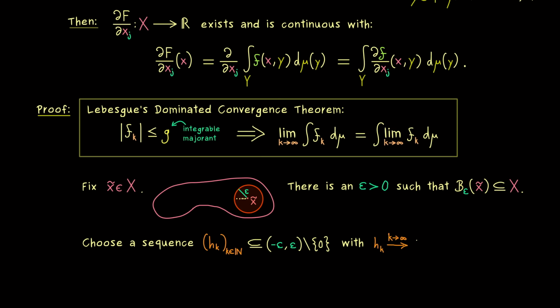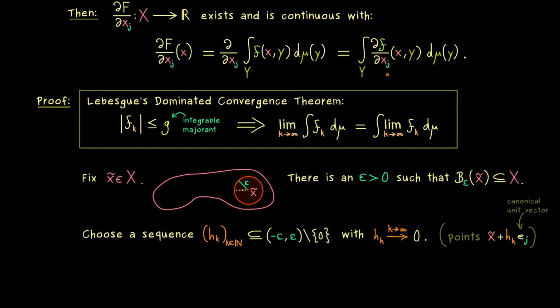So the sequence of scalars hk should tend to 0. Therefore, again, the points we consider will be given by x tilde plus a small deviation from it. And this one will be given by hk times the canonical unit vector ej. And that's all.